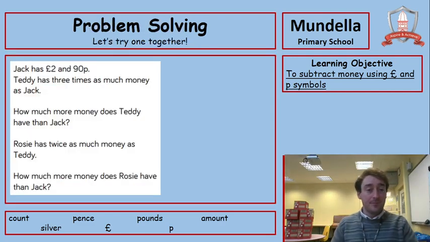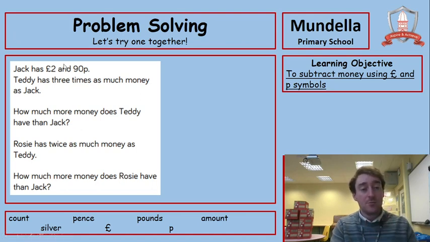Okay, let's try one together. Jack has £2.90 and Teddy has 3 times as much money as Jack. So that means that we'd have to times that by 3. We'd have to add 3 amounts of that. Okay, how much money does Teddy have? How much more money does Teddy have than Jack? Oh, wow. There's going to be lots of working out here. Let's have a little look.